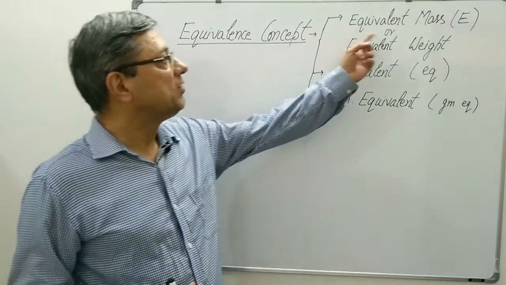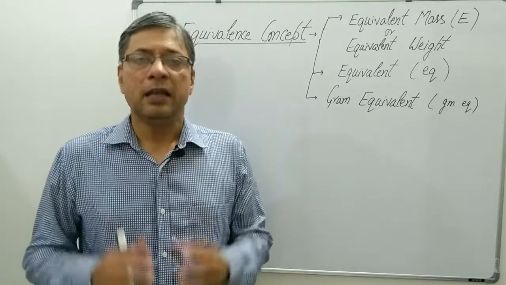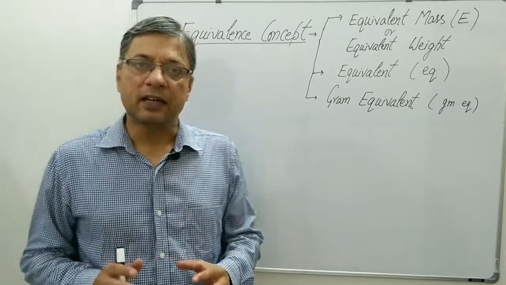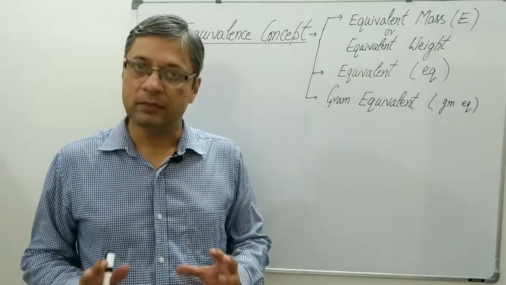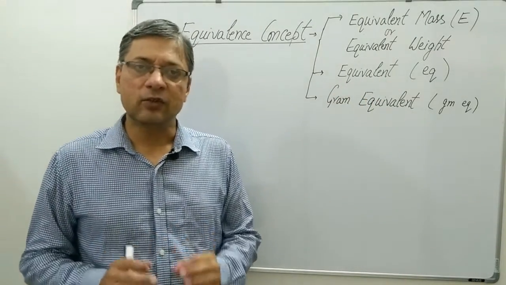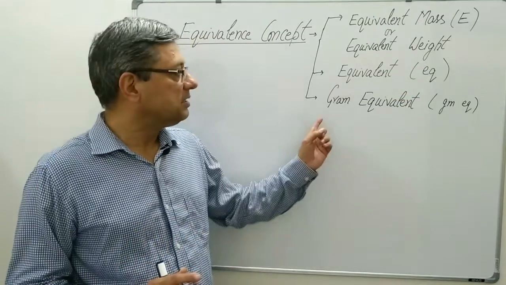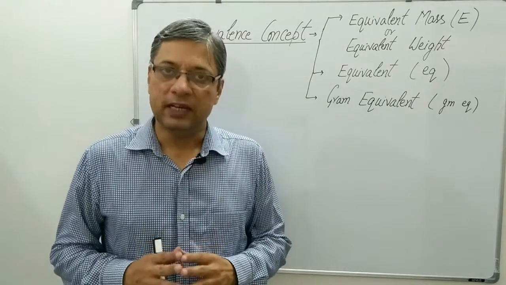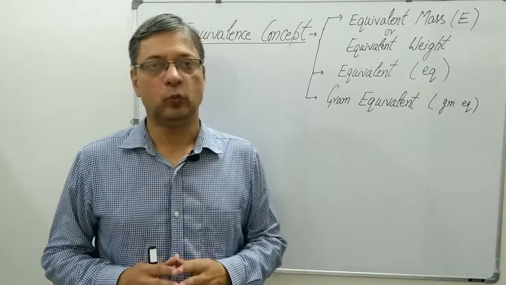That will be equivalent mass. It is denoted by capital E. Equivalent mass is many times also called equivalent weight. Both are the same terms. Next is equivalent. It is denoted by EQ. And the third term is gram equivalent. That is denoted by GM EQ.